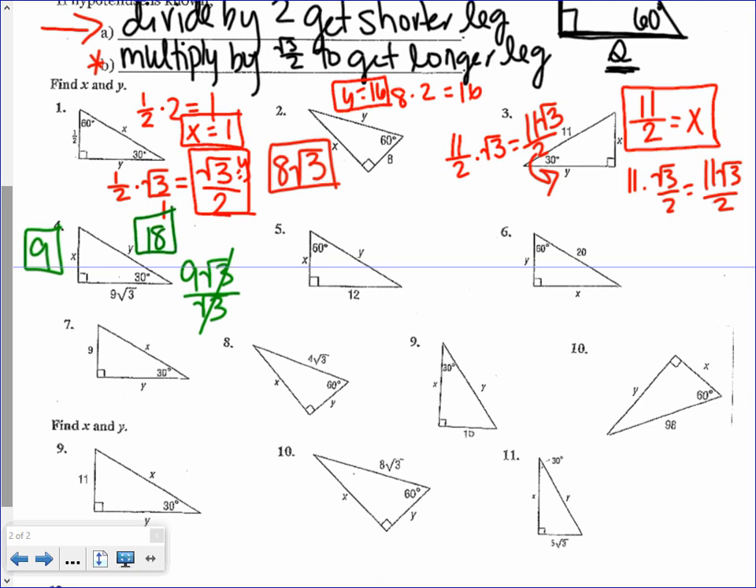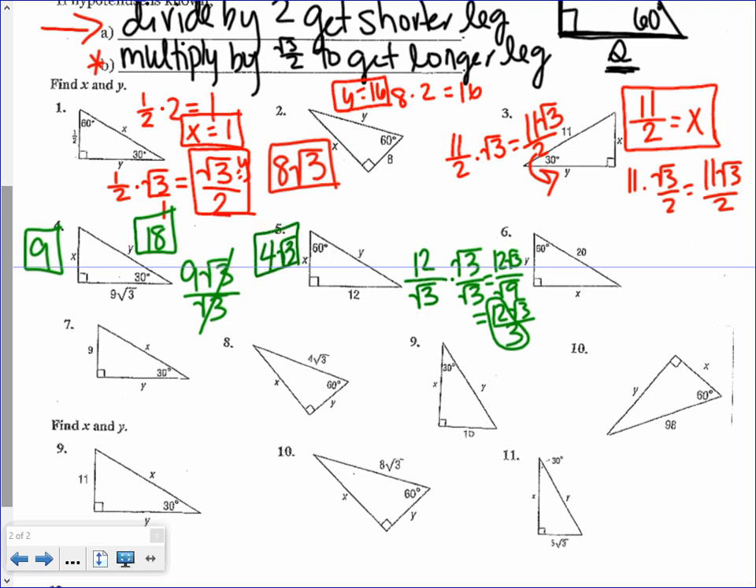So now let's look at number 5. It gives us the longer leg again. So on this one, when I take my longer leg and divide by square root of 3, I'm going to have to rationalize this. So multiply by square root of 3 over square root of 3. And that's going to give me 12 times square root of 3 over the square root of 9. The square root of 9 we know is 3. And this 12 divided by 3 is just 4. So we have 4 square roots of 3.